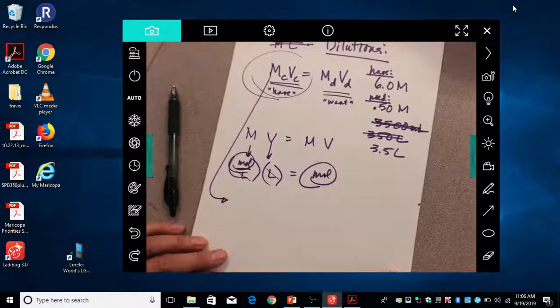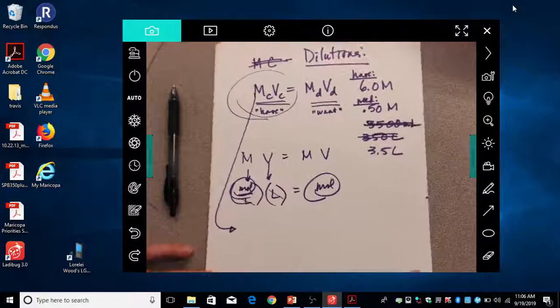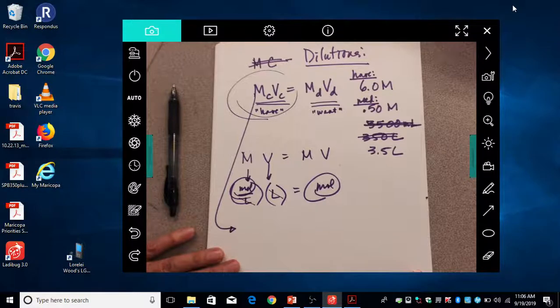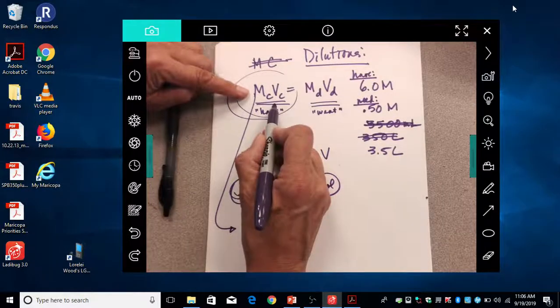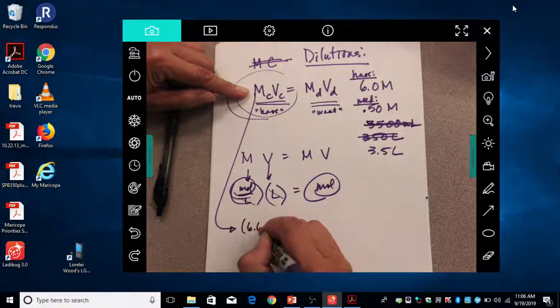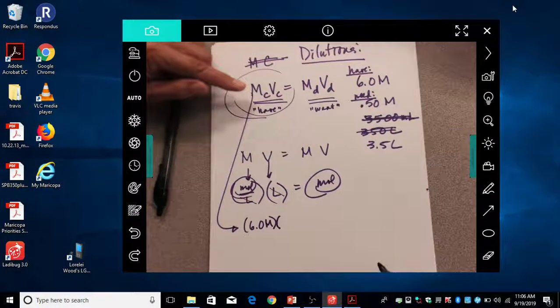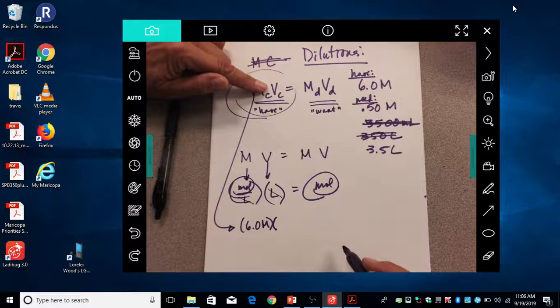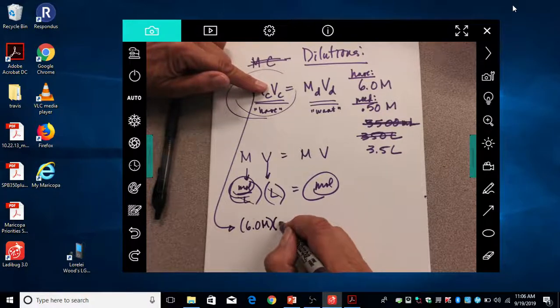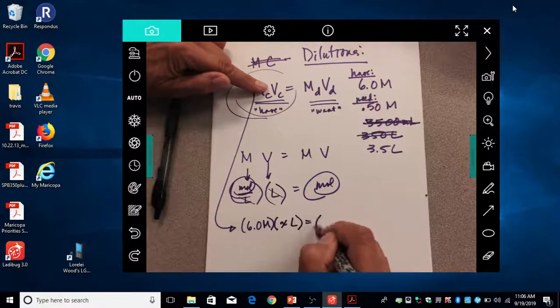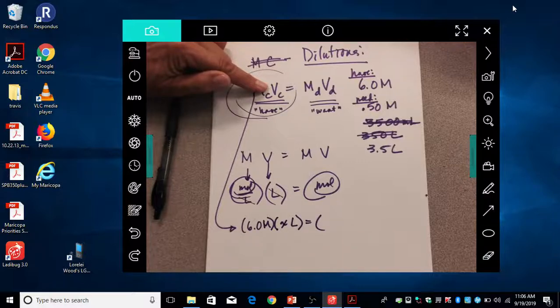What numbers would I plug in to figure out what I would do to make this solution? What's the concentrated side? 6 molar. And what's the volume of the concentrated? We don't know that. We've got to figure that out. That's our unknown, like in algebra, they always call X.